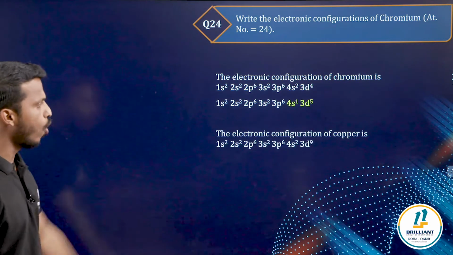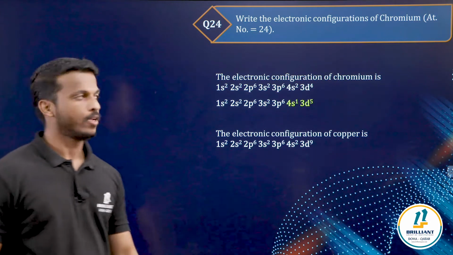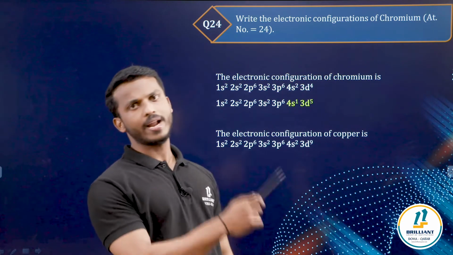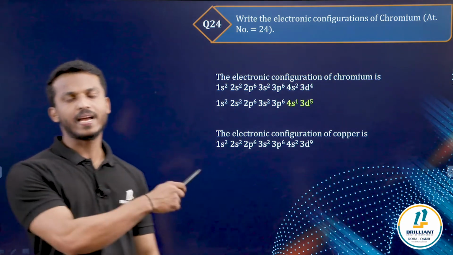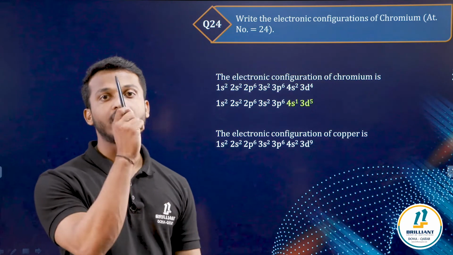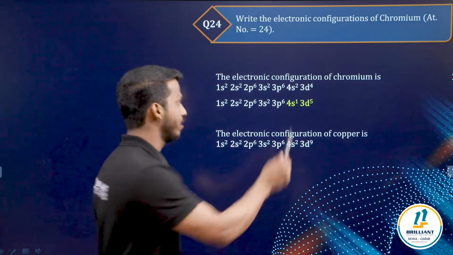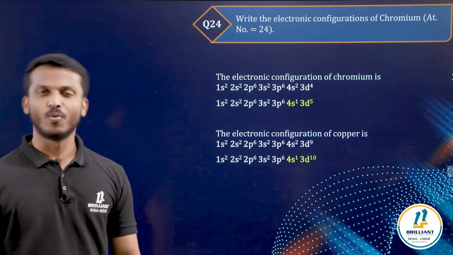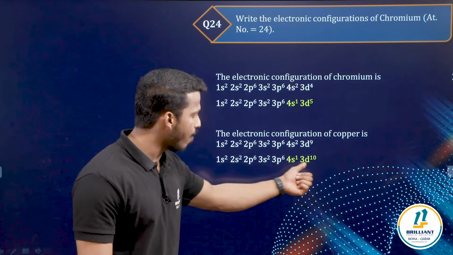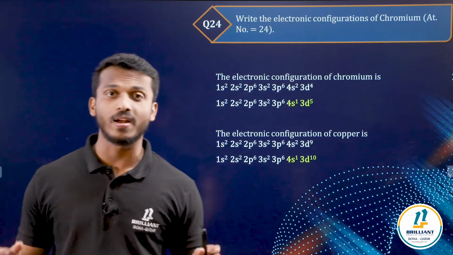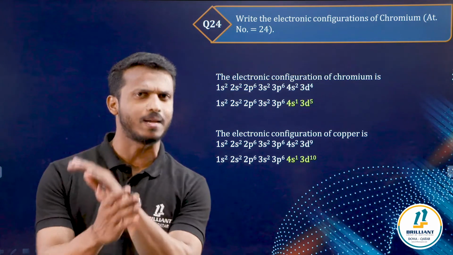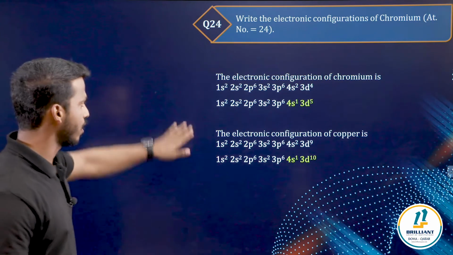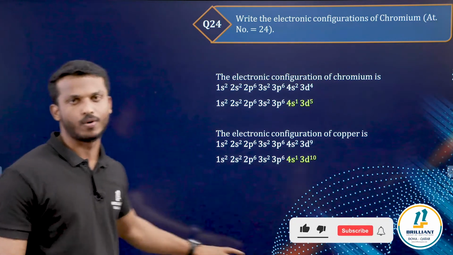What about copper? Copper has atomic number 29. Chromium 24, copper 29. Normally we expect 1s2, 2s2, 2p6, 3s2, 3p6, 4s2, 3d9. But there is an exception. Transfer one electron from 4s to 3d, and it gives you 4s1 3d10. What is the property here? Here s becomes half filled and d becomes fully filled. So half filled and fully filled configurations have extra stability. To attain this extra stability, the electron is transferred. So this is the correct configuration of chromium, and this one is for copper.